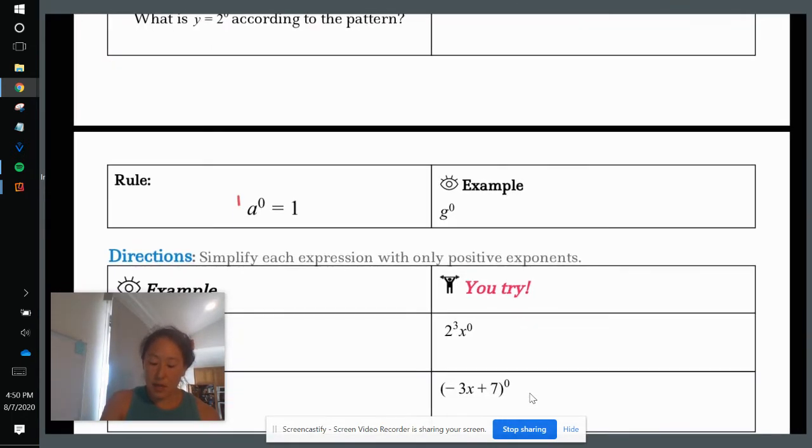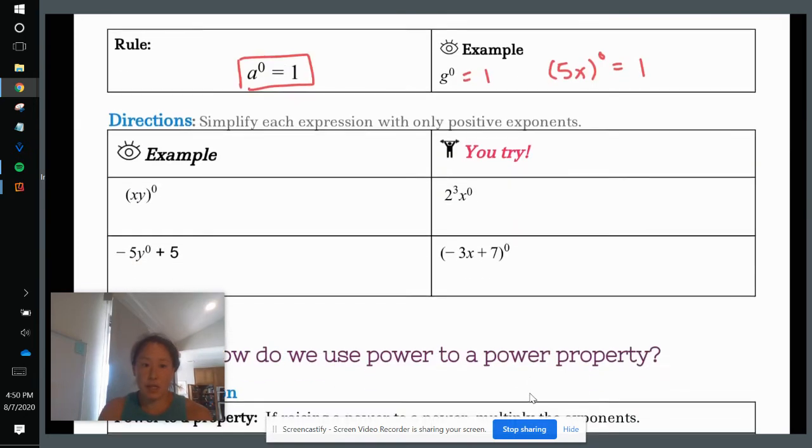Here's our rule. Anything to the 0 power, so any base, a to the 0 power is equal to 1. So if I have g to the 0, that's equal to 1. If I have 5x all raised to the 0, that's equal to 1. Okay? All right, don't forget your definition. They're going to be at the bottom of the page today.